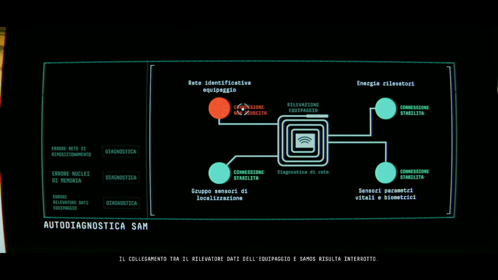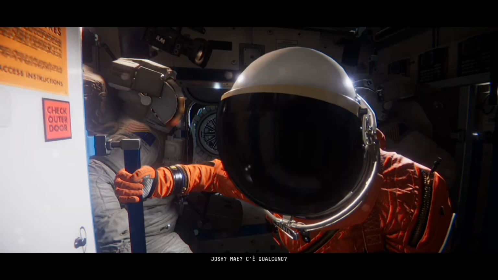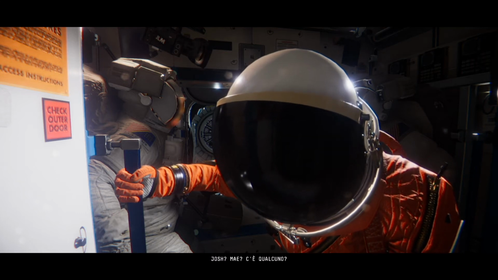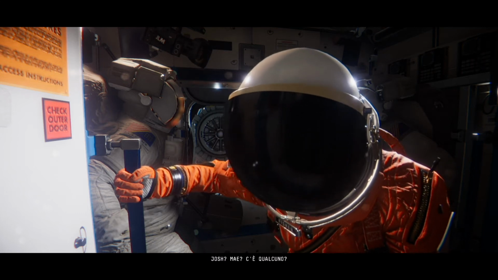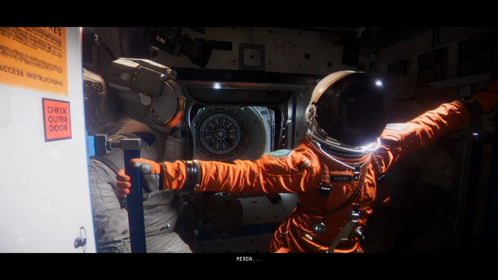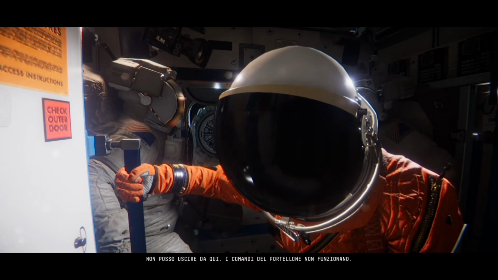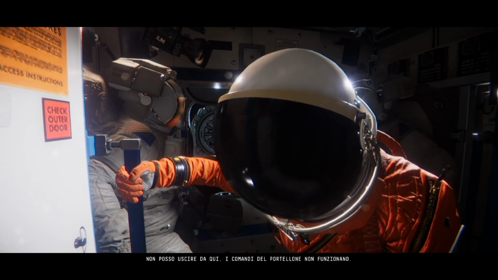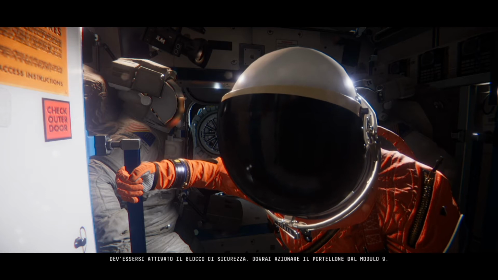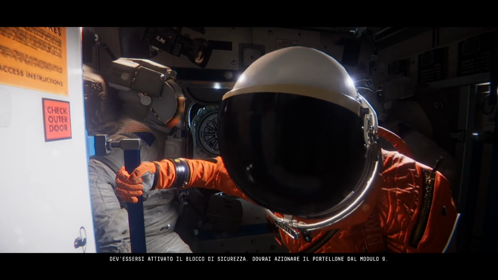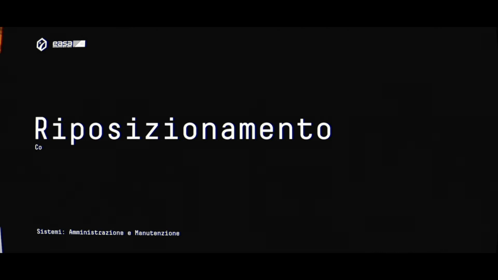Connection between crew tracker functionality and SAM OS has been severed. So it's working, but the link is cut. I'll need to reconnect it in Central. Josh? May? Anyone? Shit. Okay. Yeah. I can't get out of here. The hatch controls aren't working. It might be a safety lockdown. You'll have to override the hatch from Module 9.